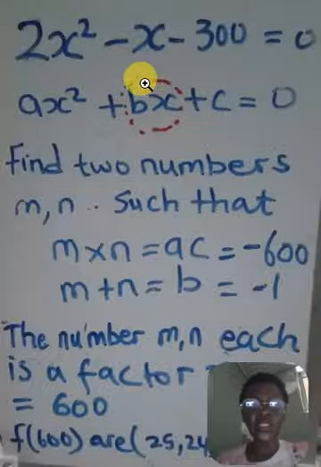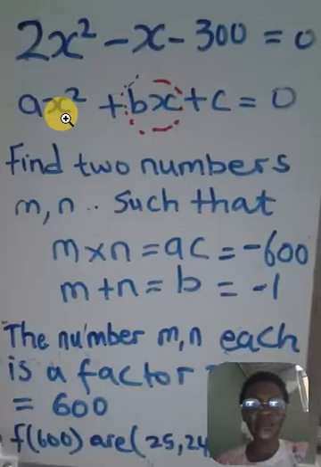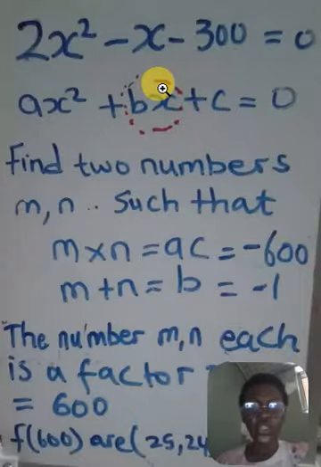The first step is to try to pair this term. We have the first term, second term, and the last term. So we want to pair this term. So how do we pair it? This is how we go about it.